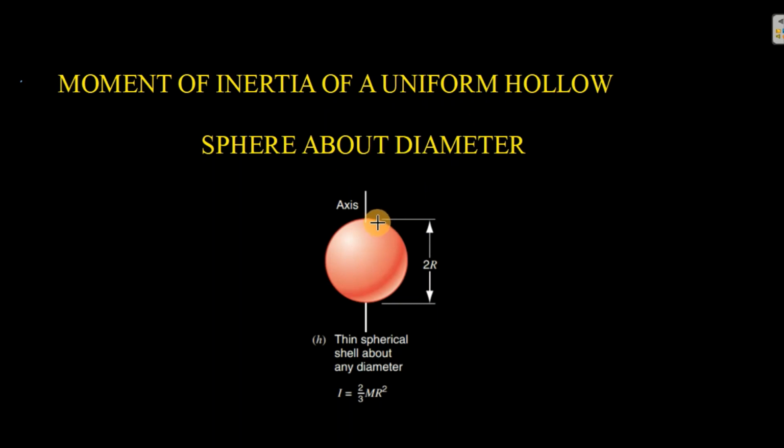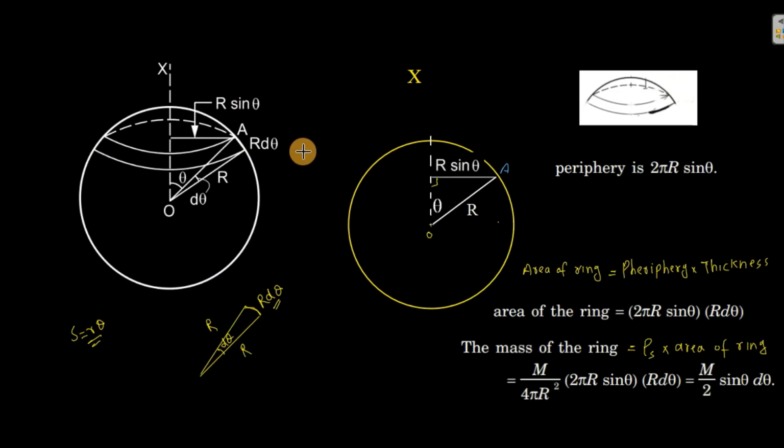ये हमारे पास एक होलो स्फीयर है और इसकी हम रोटेशनल इनर्शिया मालूम करते हैं विद दिस एक्सिस, which passes through the center of the sphere. So the rotational inertia of this sphere with respect to this central axis is 2 over 3 mr square. Now, before the derivation of rotational inertia of the hollow sphere, let's consider this one.